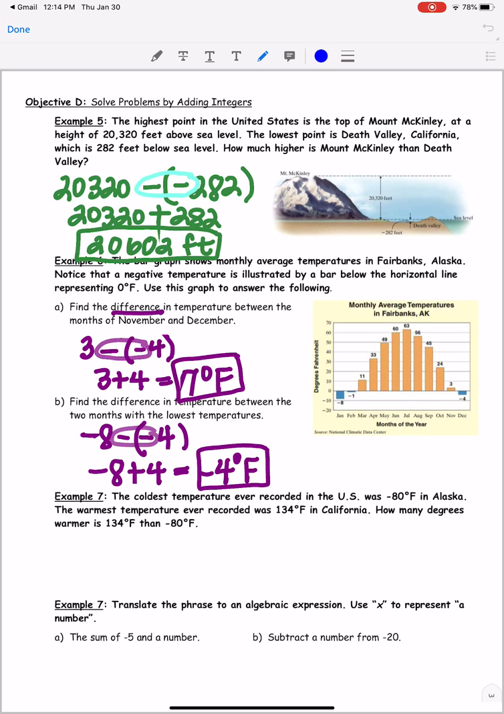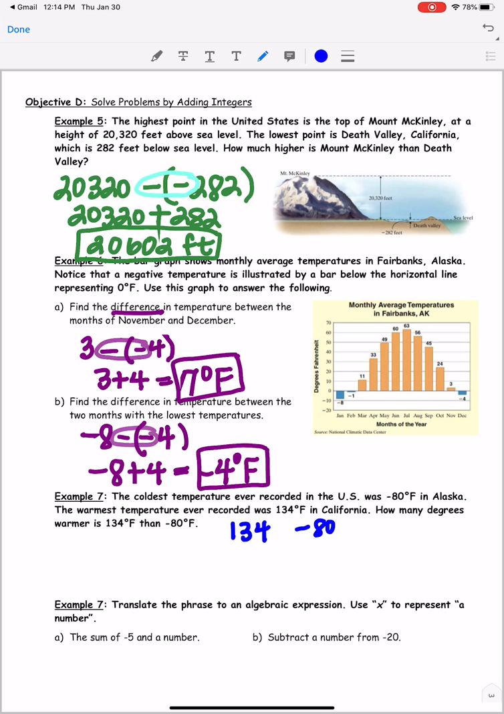Example 7, the coldest temperature ever recorded in the U.S. was -80 degrees Fahrenheit in Alaska. The warmest temperature ever recorded was 134 degrees Fahrenheit in California. How many degrees warmer is 134 than -80? So keep that in the order. We have 134. And we have -80. So the question becomes, do we need to add these or do we need to subtract them?